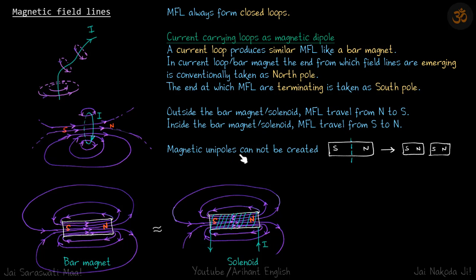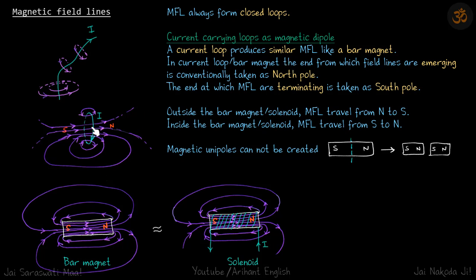Finally, magnetic unipoles cannot be created. If you take a magnet and break it into two pieces, this end will again become north and this will become south, north and south. So you won't get only a north part here or only a south part here. So magnetic unipoles cannot be created.